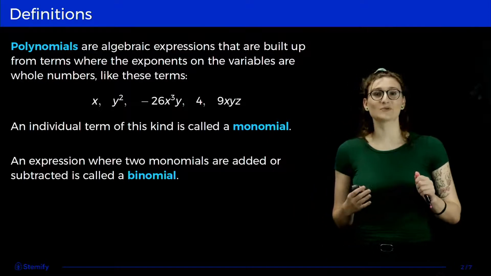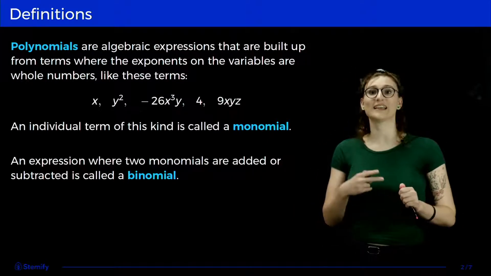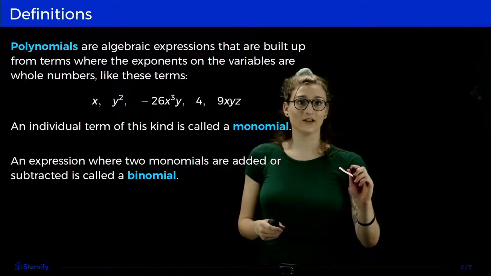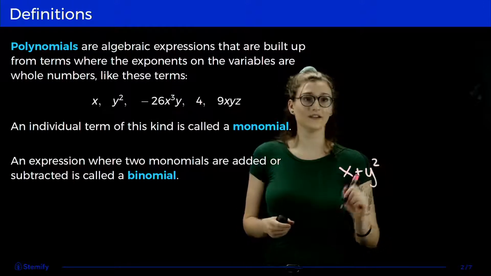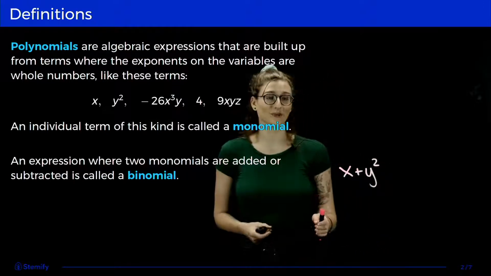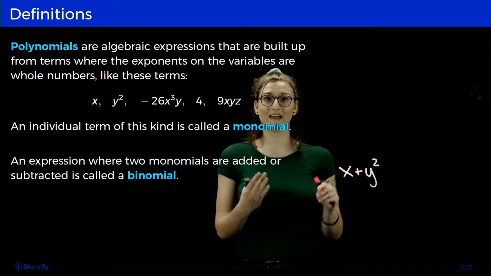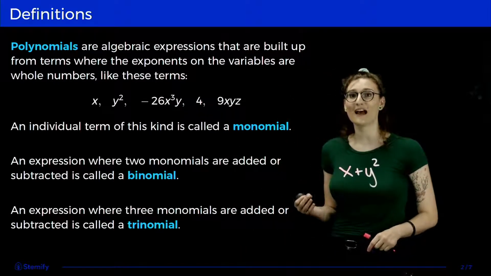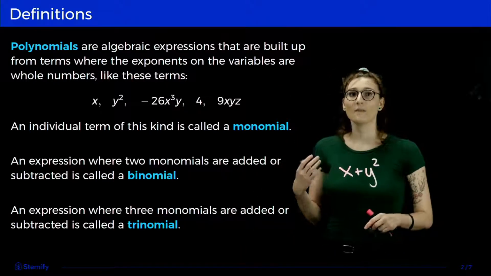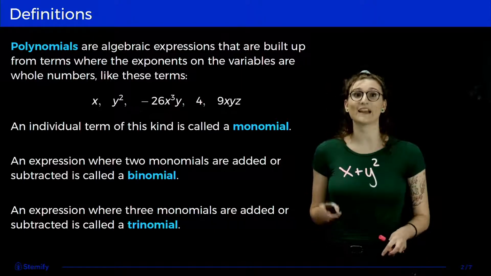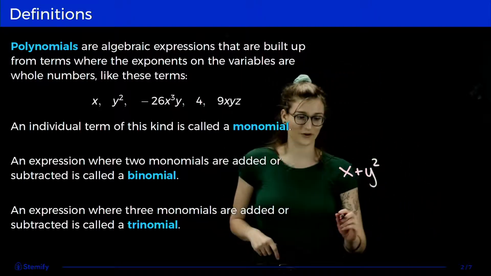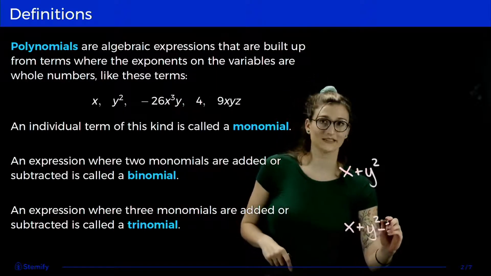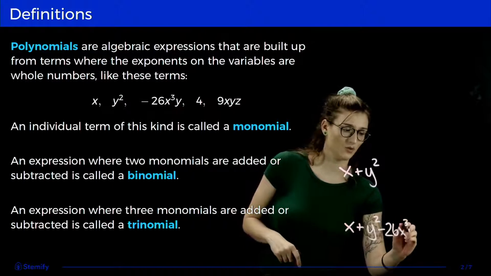Now a binomial is where we add two monomials together or subtract them. All right, so for example, if we had x plus y squared, this would be a binomial because we have the monomial x and then another monomial added to it, y squared. All right, and one step further, we also have a trinomial, which is basically the same thing, except now we're going to be adding three monomials together. So for example, x plus y squared minus 26x cubed y.